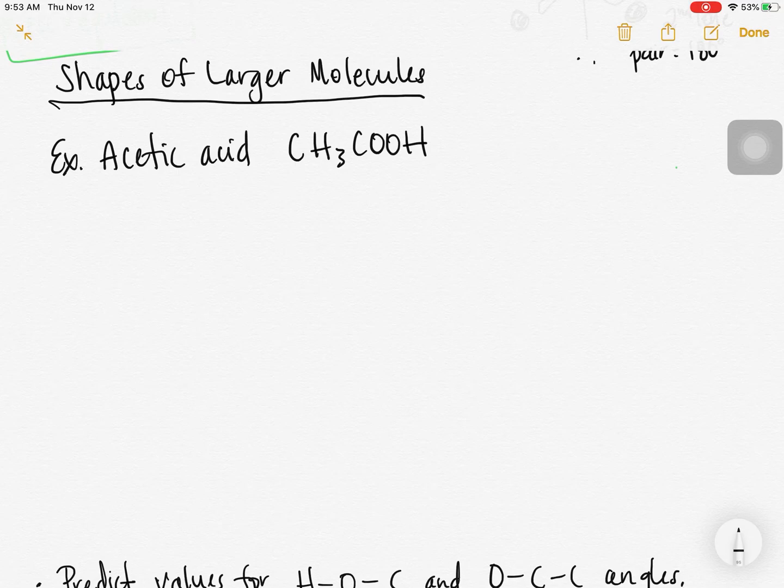Okay, and last topic is, how do we use VSEPR to explain the shape of a larger molecule where perhaps you have more than one central atom? And you might think it's impossible to do, but it's actually not.